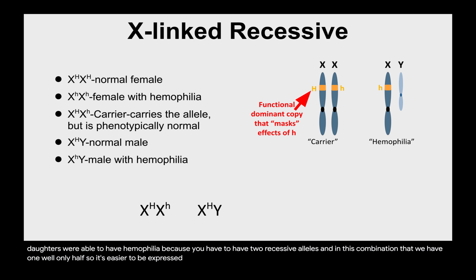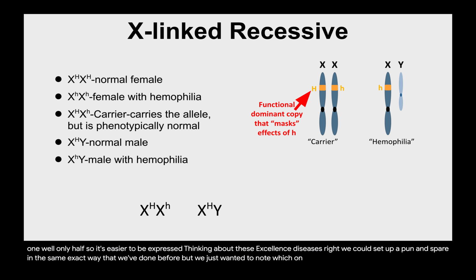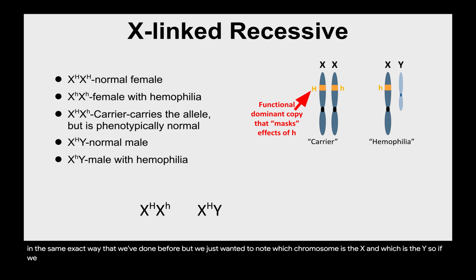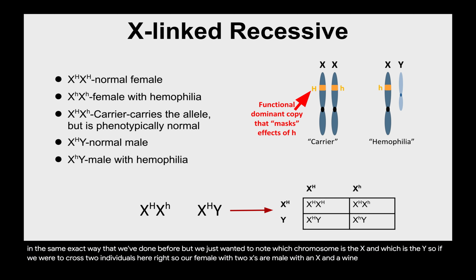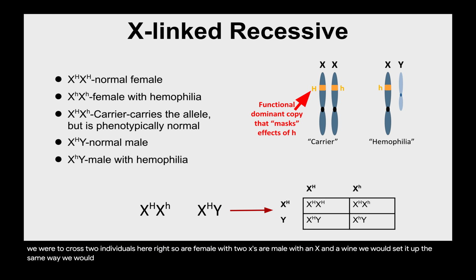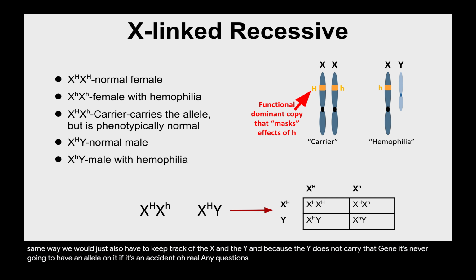When we're thinking about these X-linked diseases, we could set up a Punnett square in the same exact way that we've done before, but we just want to note which chromosome is the X and which is the Y. If we were to cross two individuals, our female with two X's and our male with an X and a Y, we would set it up the same way. We would just also have to keep track of the X and the Y. And because the Y does not carry that gene, it's never going to have an allele on it if it's an X-linked allele. Making sense so far? Any questions?